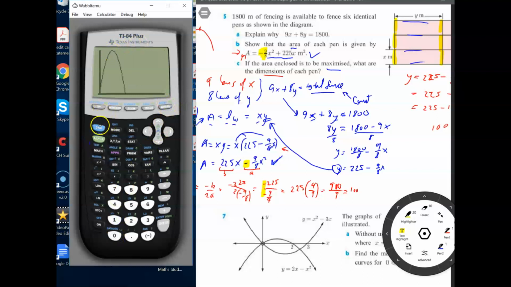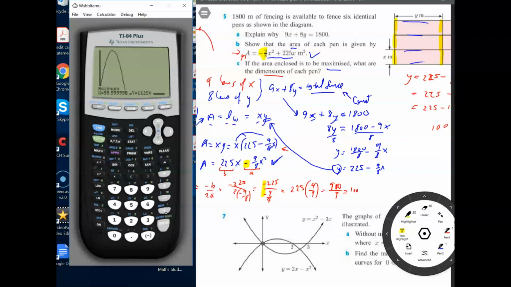Now we want to know what is the vertex. So we can find the vertex by doing second calc max, right? Because in this case, the vertex is a max point. So first it says, what's the left boundary? We move the cursor to the left of the vertex, and I hit enter. And then I move the cursor to the right of the vertex, and then I hit enter. And then it asks me for a guess. Doesn't matter what the guess is. And the maximum value is 99.9999, which is 100.